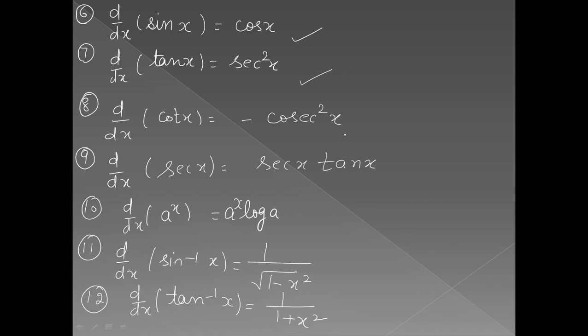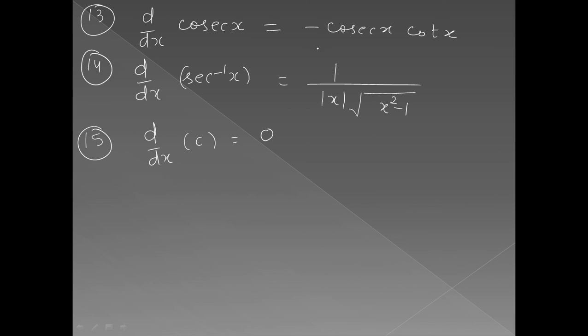Derivative of cot x is equal to minus cosecant squared x, derivative of secant x is equal to secant x tan x, derivative of a to the power x is equal to a to the power x log a, derivative of inverse sin x is equal to 1 over root of 1 minus x squared, and derivative of inverse tan x is equal to 1 over 1 plus x squared, and derivative of cosecant x is equal to minus cosecant x cot x, derivative of inverse secant x is equal to 1 over x root of x squared minus 1, and derivative of a constant c is equal to 0.